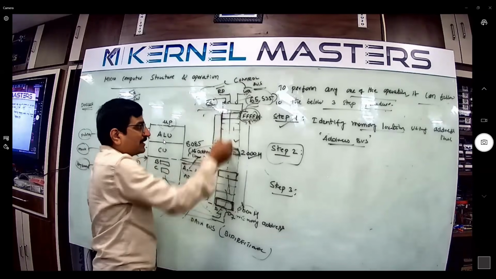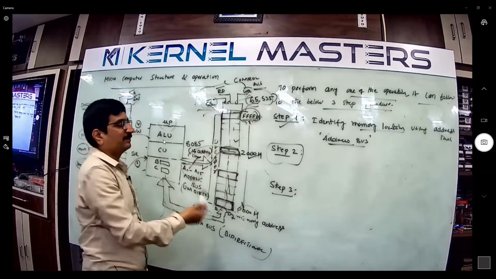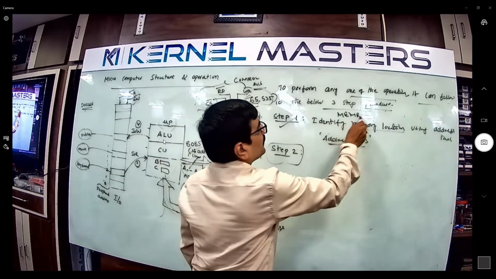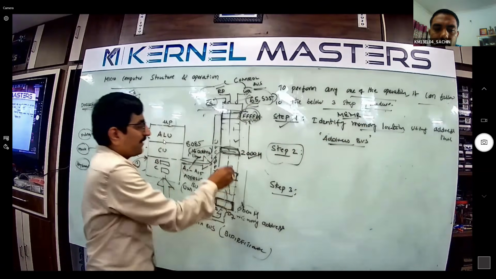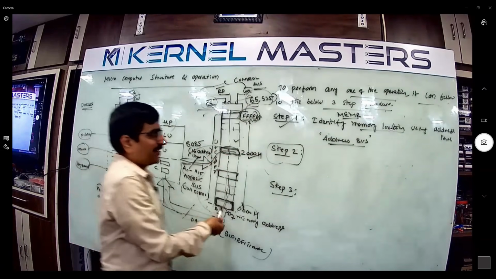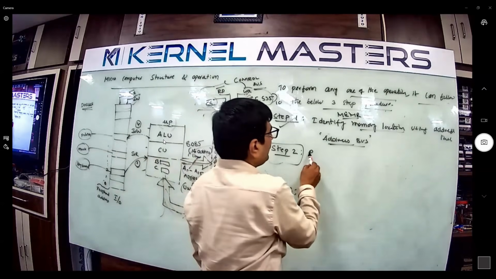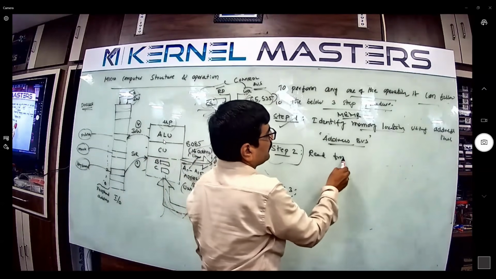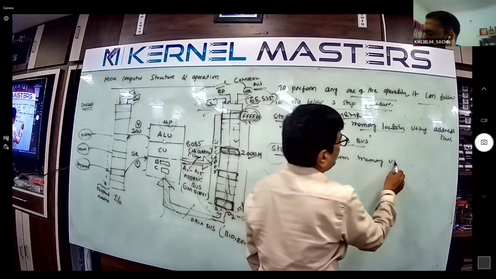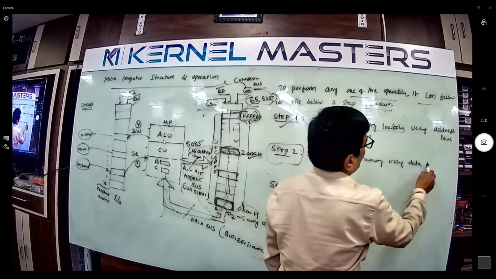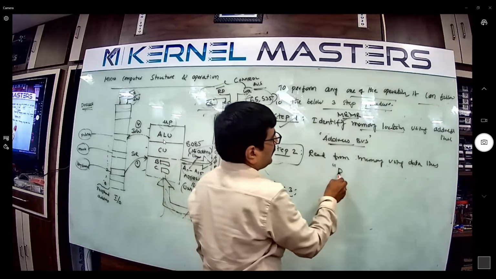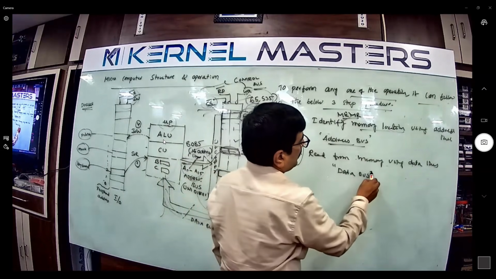What is the next step to perform the memory read operation? Read from the memory location. Using which lines? Data lines, the data bus. So the memory read operation reads from the memory using the data bus. Next, step 3.